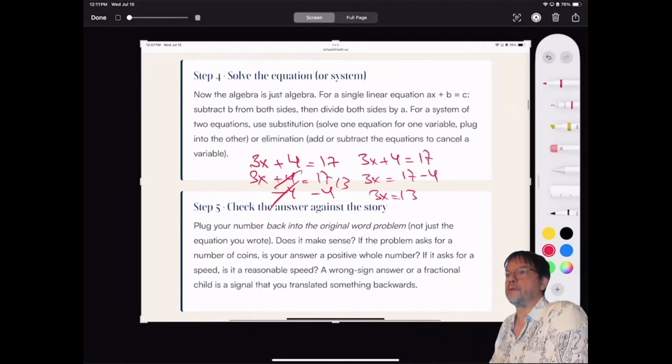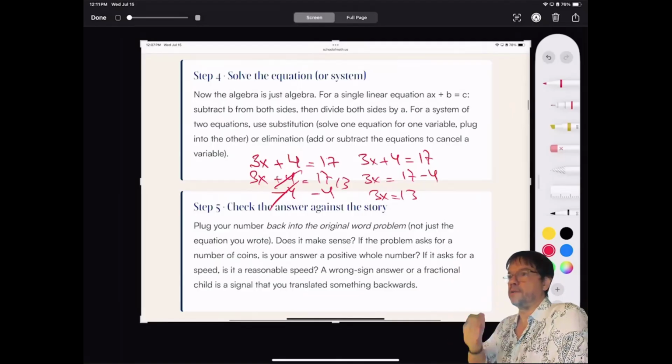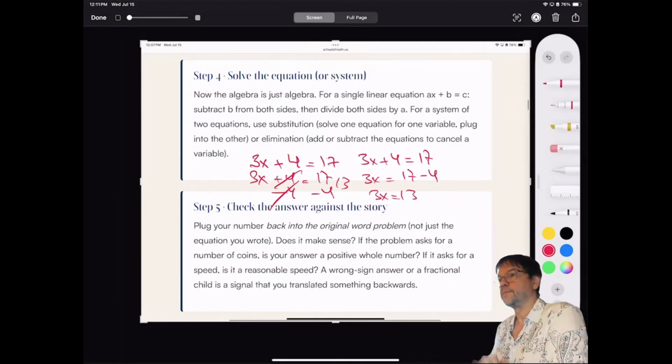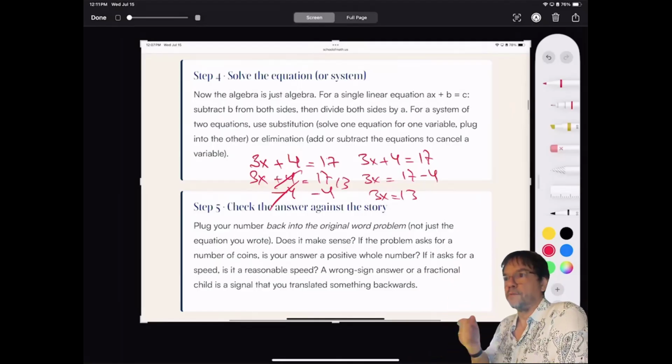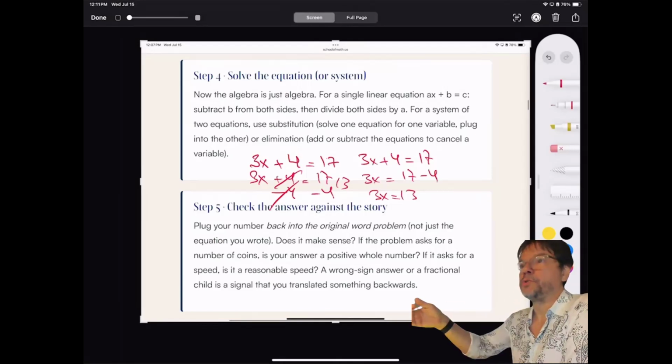What is the opposite operation of addition? Subtraction. Yes. What is the opposite of multiplication? Division. And the opposite of power? Root.